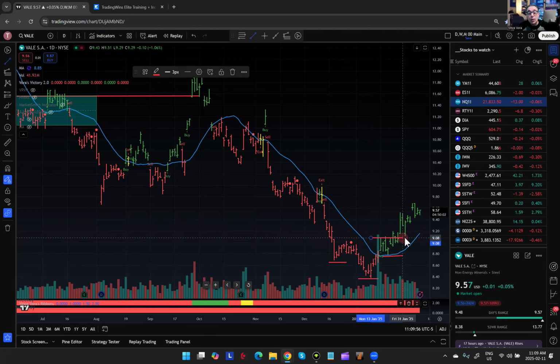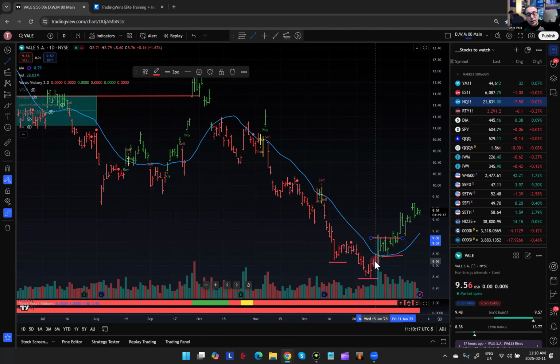So when we broke this level here, this high, and had follow through, that's when we could say this had bottomed. Another thing we can look for is not only a cross of the moving average. That is not good enough. As you can see, we crossed here and we failed. We crossed here and we failed.